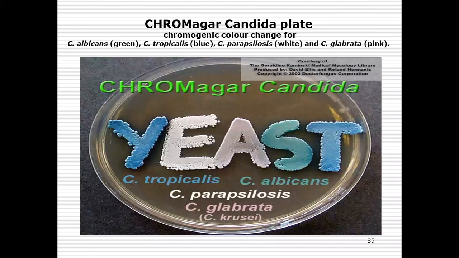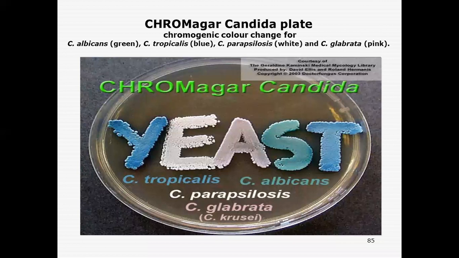Now, there is another medium which is used to grow it. I like this one, so I put it over here. There is a medium which is known as CHROMagar, and this is a chrome Candida plate. The plate has been made with a medium known as CHROMagar. This is a chromogenic medium. This means that it gives color changes for all 4 different species of the Candida.